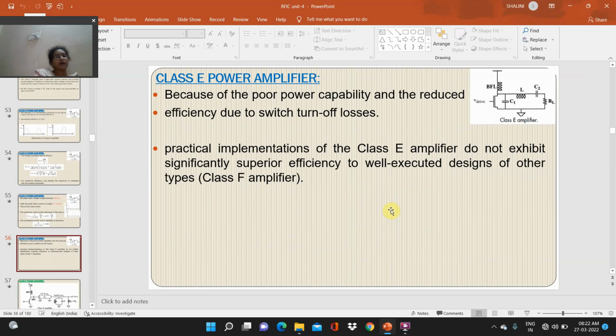Because of the poor power capability and the reduced efficiency due to switch turn-off losses, practical implementations of the Class E amplifier do not exhibit significantly superior efficiency to well-executed designs of other types, that is Class F amplifiers.